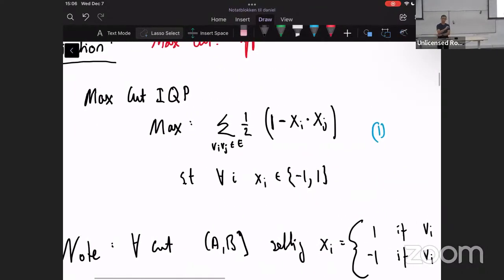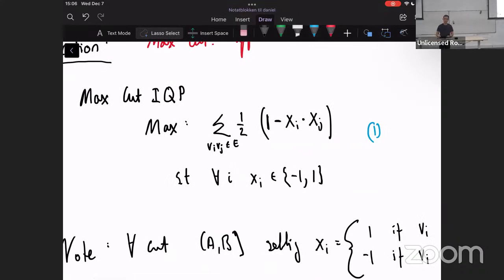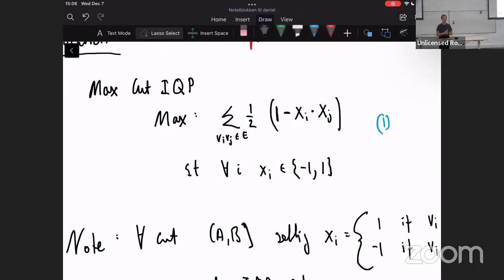Okay, so what we're going to do is formulate max cut as an integer quadratic program. An integer quadratic program is just like an ILP, but now our objective function can have some quadratic polynomials in it. And here it goes. For every vertex vi, I have a variable xi, which is 1 if the vertex is on the right side of the cut, and -1 if it's on the left side of the cut.